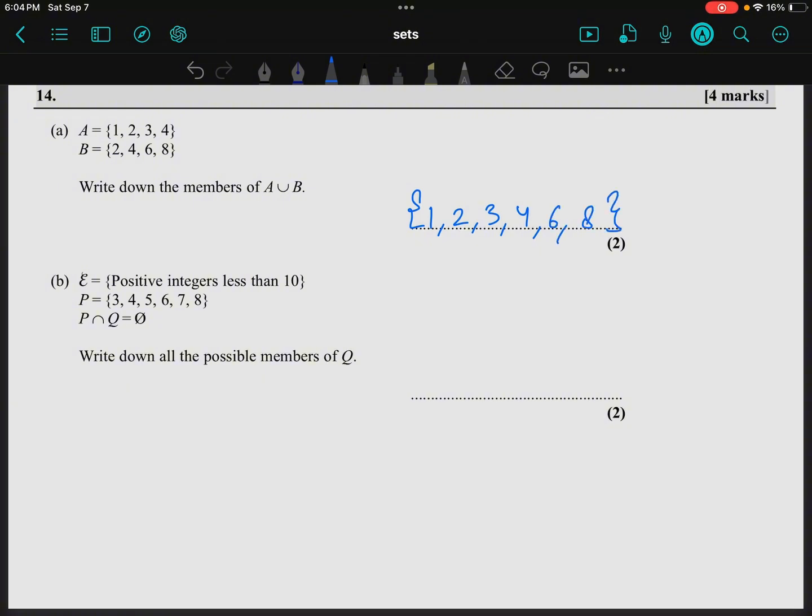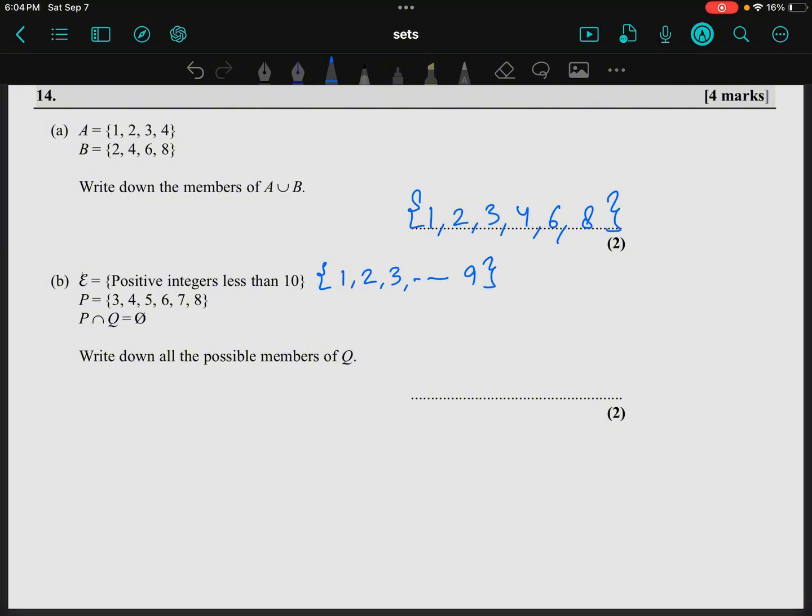Then here in part number B, the universal set is positive integers less than 10. So that means 1, 2, 3, dash, dash, till 9 we will take. P is 3, 4, 5, 6, 7, 8 and the intersection is given as 5. Write down all possible members of Q. P intersection Q is equal to 5, meaning there is nothing common.